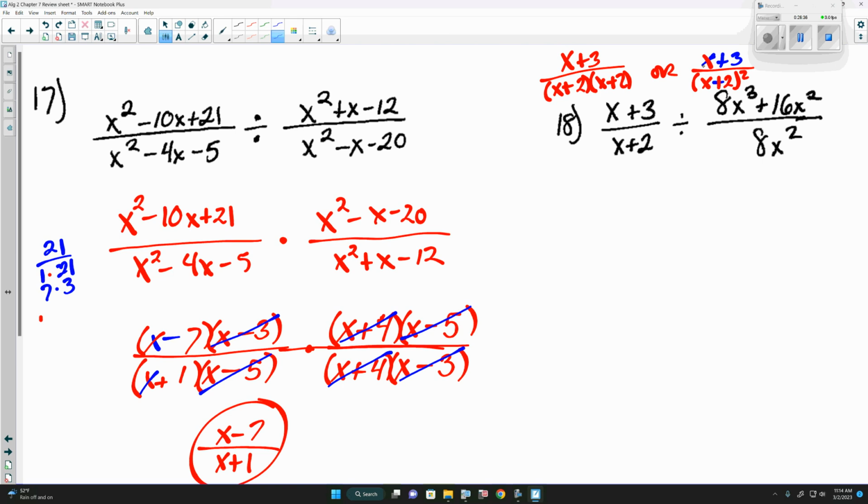I wrote the wrong answer on the back. So for the answer key, this is what it should be. Okay?